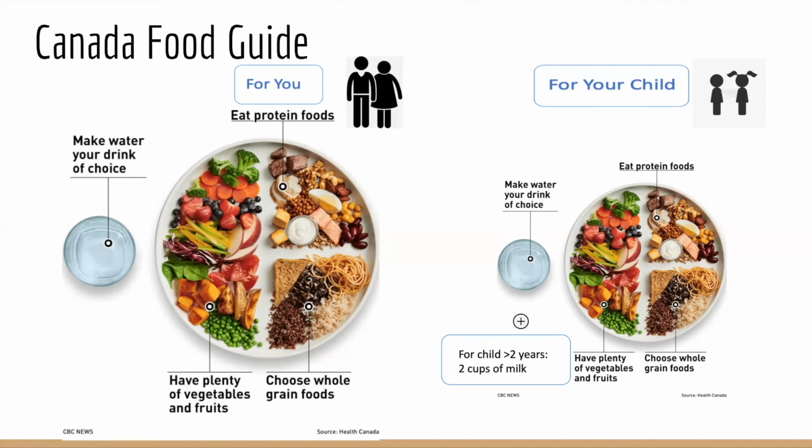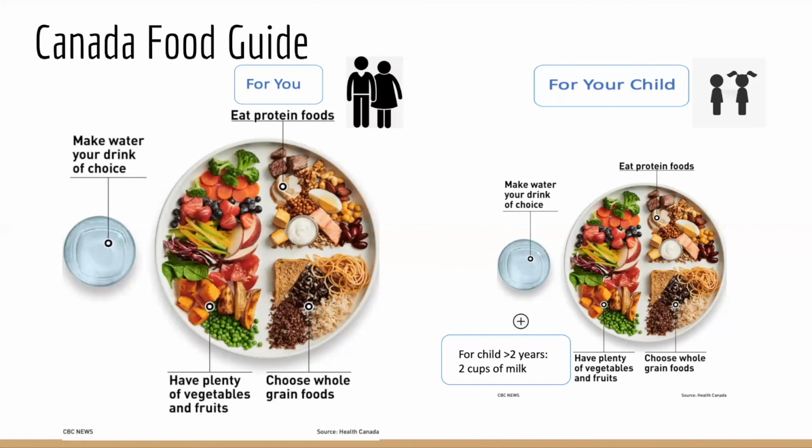So here's an example of how your plate should look according to Health Canada. Your child's plate can be smaller because they have a smaller stomach. The new Canada Food Guide does not emphasize the quantity of each portion of food, but rather gives an idea about the proportion of different food groups. You can see here, half your plate should be from fruits and vegetables. Those fruits and vegetables should be varied in color and they can be fresh, canned, or frozen.